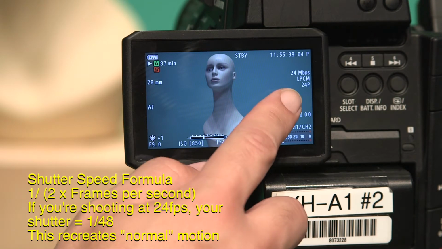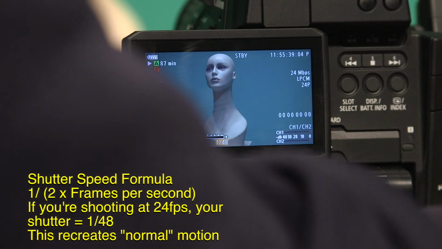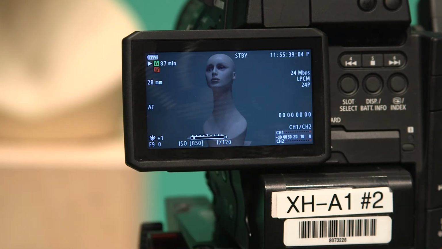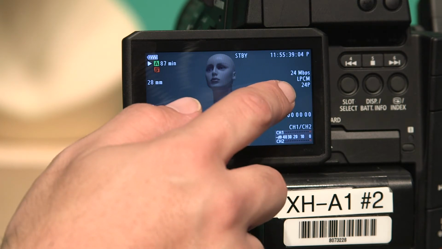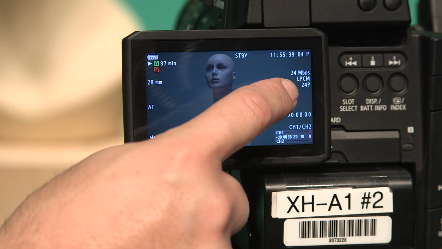Okay, so again, it should be 1 over 2 times your frame rate, and that should be the correct shutter speed. So for example, if our shutter speed was at 1 over 120, well, this would be incorrect for 24 frames per second, but it would be great for 60 frames per second.